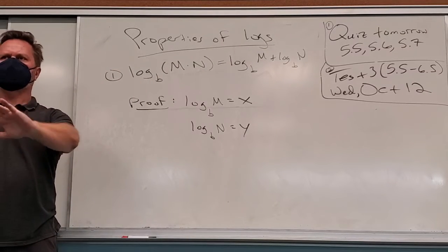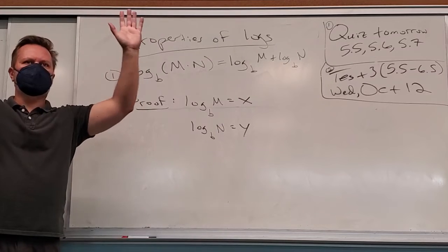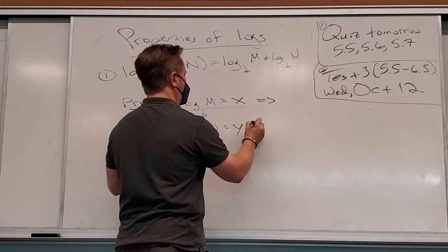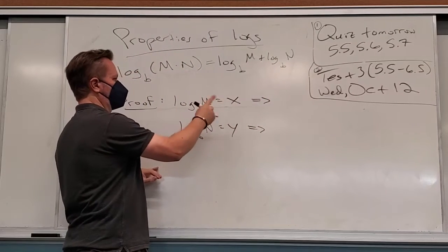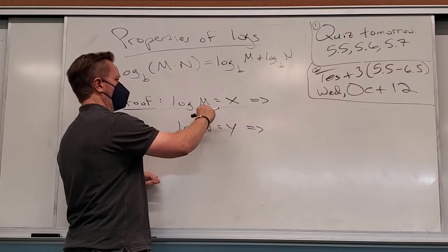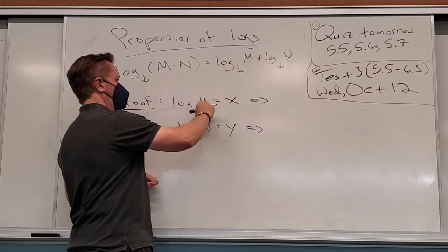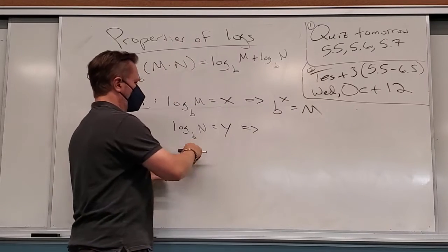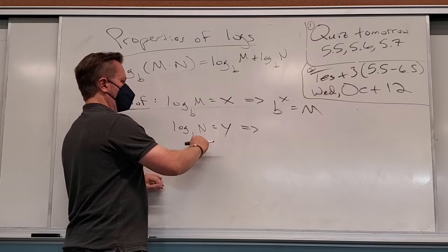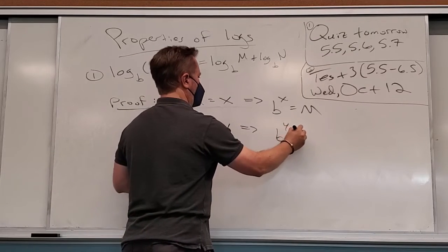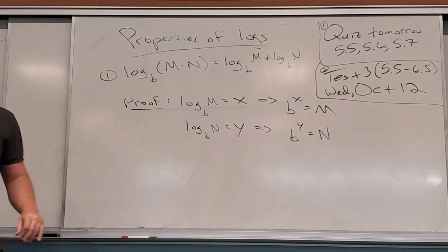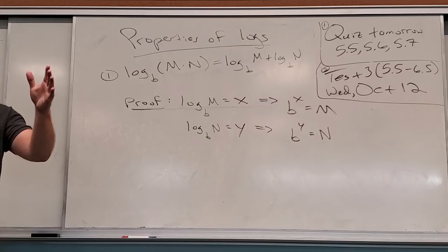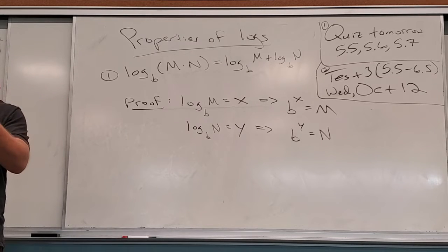Okay, now stay with me. On the surface, it's like, way to go, Jeff. Good job. What does this mean here? Can you rewrite these two in exponential form? What is this in exponential form? We just did this one. B to the x equals m. And what is this in exponential form? B to the y equals n. You guys with me? Okay, so again, so far you're like, way to go, you're rearranging letters. Good job, Jeff.